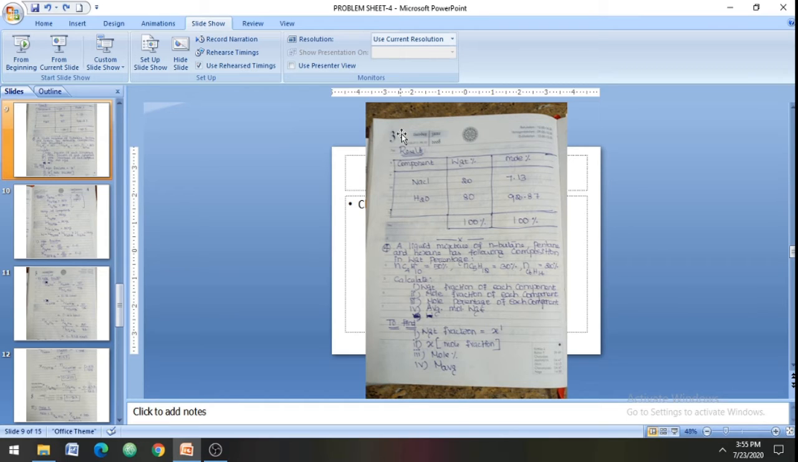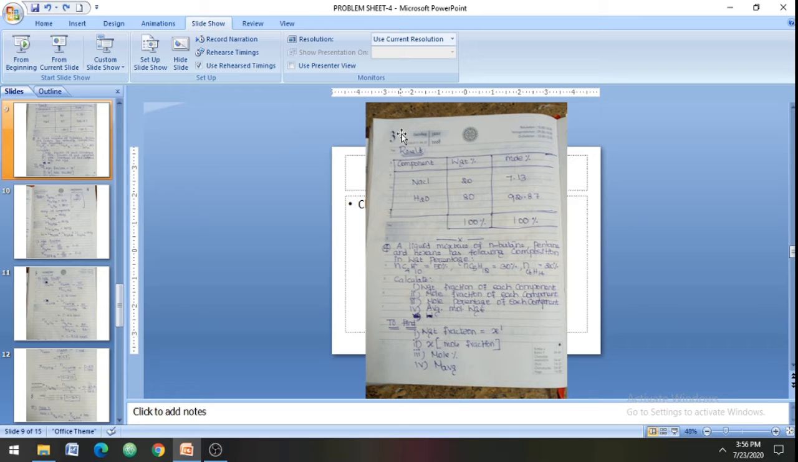So be very careful. When you are going to take these values, first read the problem carefully. Check whether the problem gives weight percentage or mole percentage. In this problem weight percentage is given, but the question asks for mole percentage. Sometimes they are checking your knowledge. So read the problem carefully.